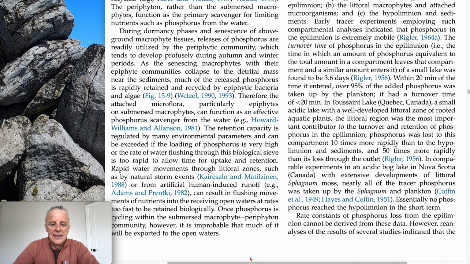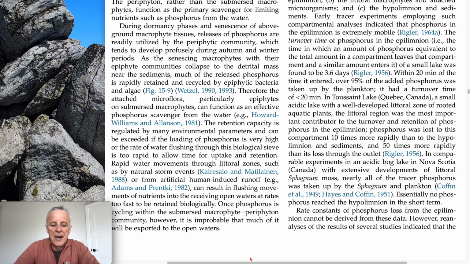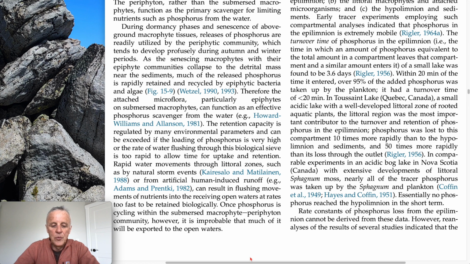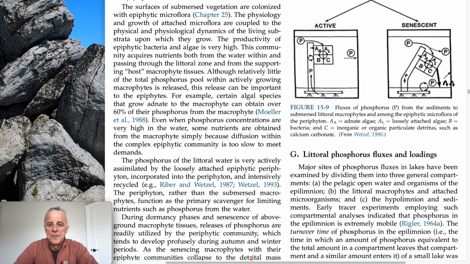The retention capacity is regulated by many environmental parameters and can be exceeded if the loading of phosphorus is very high or the rate of water flushing through this biological sieve is too rapid to allow time for the uptake and retention. Rapid water movements through littoral zones, such as by natural storm events or from artificial human-induced runoff, can result in flushing movements of nutrients into the receiving open waters at rates too fast to be retained biologically. Once phosphorus is cycling within the submerged macrophyte periphyton community, however, it is improbable that much of it will be exported to the open waters.